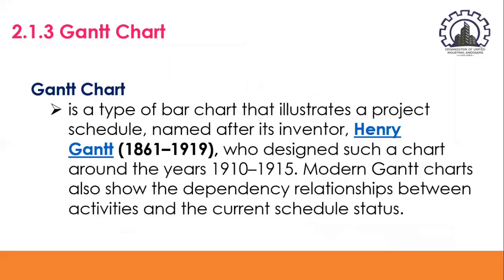And the next exploratory tool that we have is what we call the Gantt chart. A Gantt chart is a type of bar chart that illustrates a project schedule, named after its inventor, Henry Gantt, 1861 to 1919, who designed such a chart around the years 1910 to 1915. Modern Gantt charts also show the dependency relationships between activities and the current schedule status.